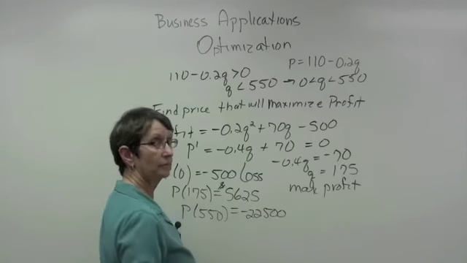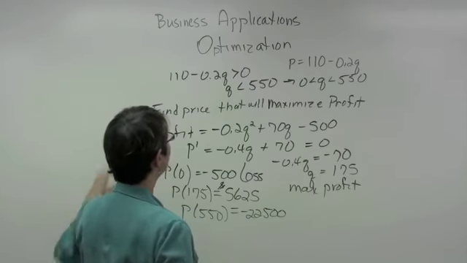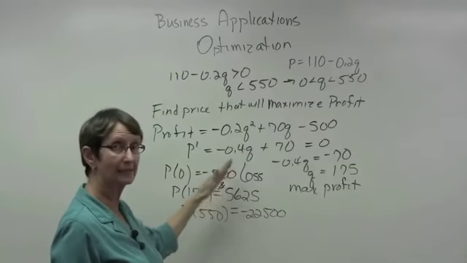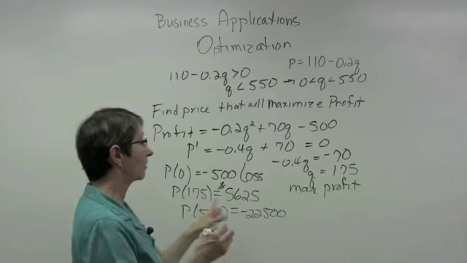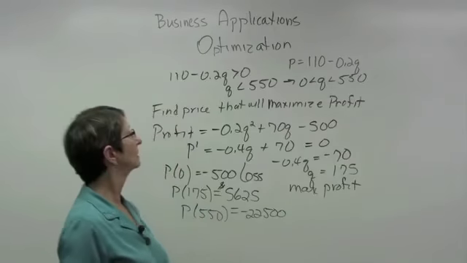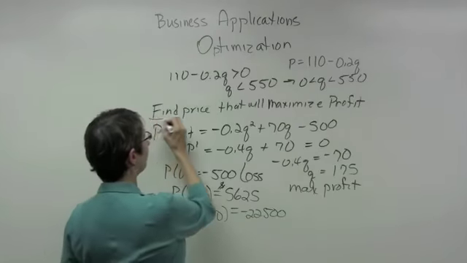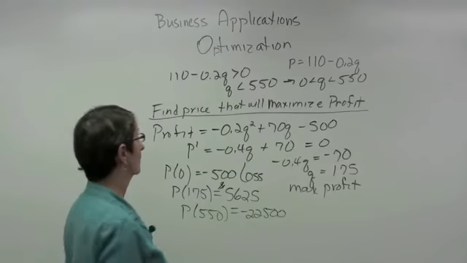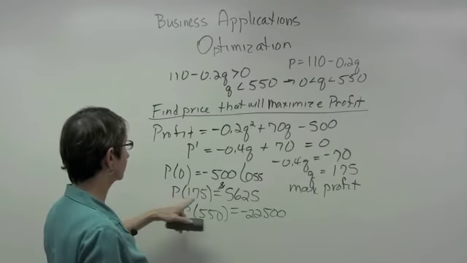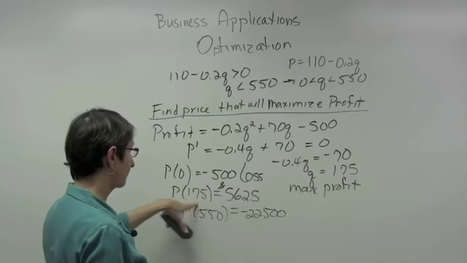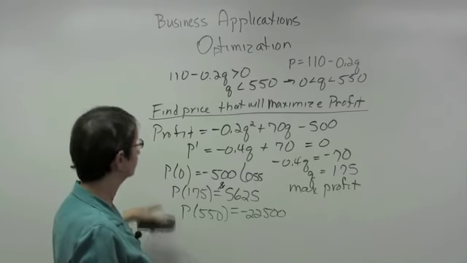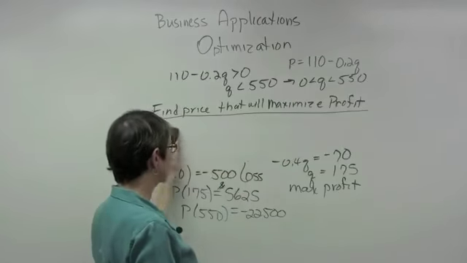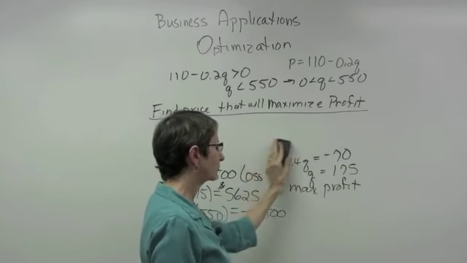22,500 worth of negative. So it's not a surprise that this company wants to maximize profit, because apparently they've had some losses. Now, what was the question? Find the price that will maximize profit. Well, I found that I do have a maximum profit at 175. I need the price, though, at that profit. How do I find price?